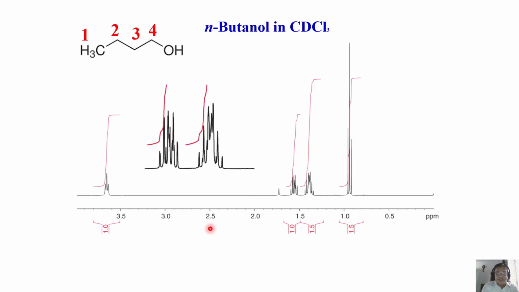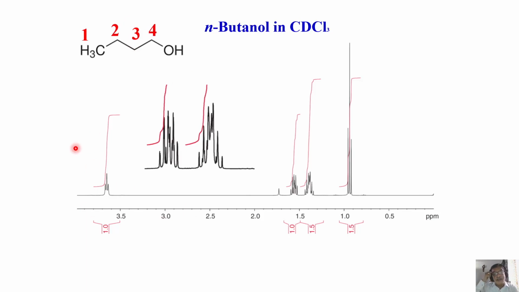Sometimes you come across a situation like this. It is a very simple molecule I have taken: CH3, CH2, CH2, CH2OH, n-butanol. It is done in CDCl3. CH3 is a triplet because of this. This CH2 is a quartet and a triplet, a complex pattern somewhere here. And this CH2 is a triplet of a triplet because of these two, somewhere here. And this is a triplet because of this one that is here.